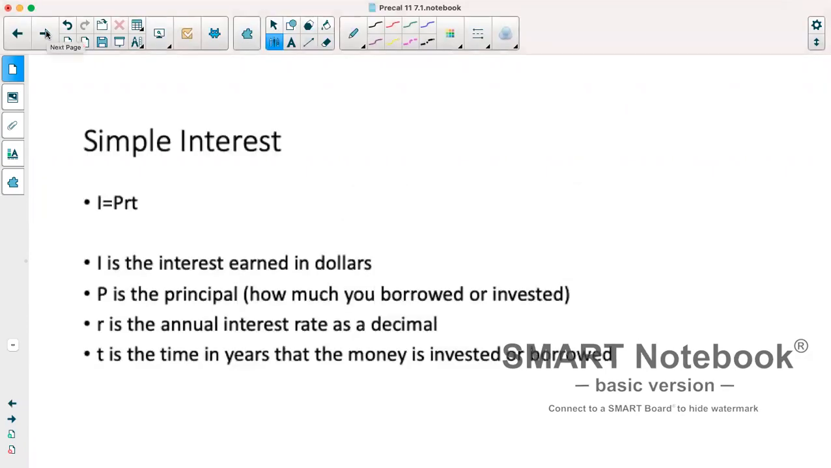So simple interest, the formula for it is I is equal to PRT, where I is our interest earned in dollars. P is the principal, so how much we invest or borrow. R is our annual interest rate as a decimal. So if, for example, we had 5%, that would be changed to 0.05. Whenever we have a percentage, we divide by 100 to change it into an interest rate as a decimal. That essentially just shifts our decimal point over 2. T is our time in years that the money is invested or borrowed for.